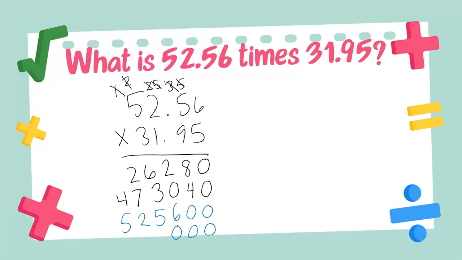3 times 6 is 18. Put down the 8, carry the 1. 3 times 5 is 15, plus 1 is 16. Put down the 6, carry the 1. 3 times 2 is 6, plus 1 is 7. 3 times 5 is 15.